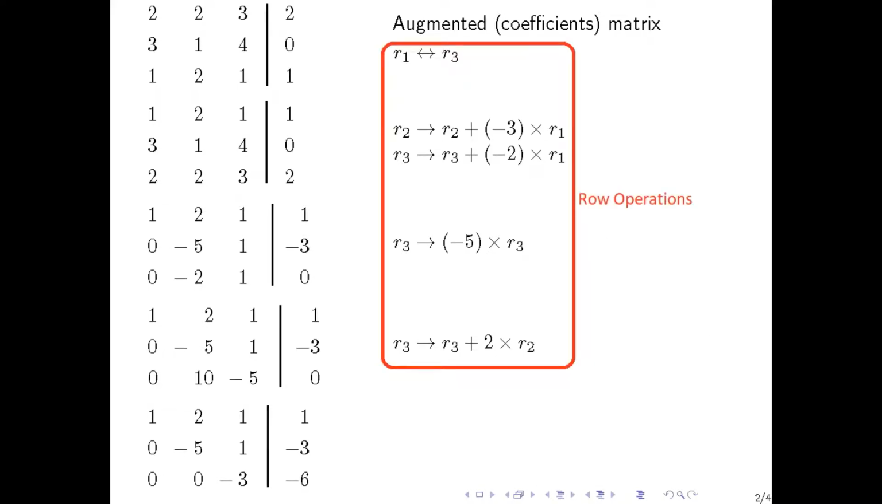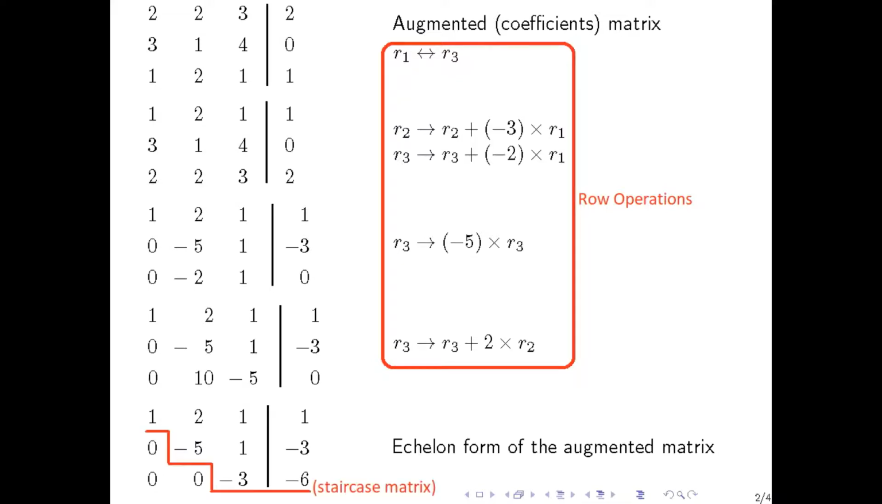And these are called the row operations. If you pay attention, you would see that the last matrix is actually the staircase matrix. In other words, it is in echelon form. Once you have the echelon form, you can start using the back solution method to get x, y, and z.